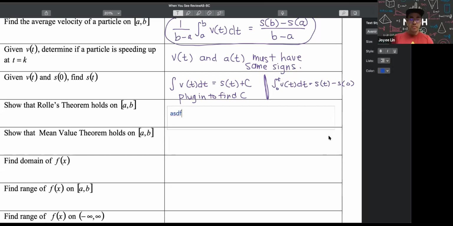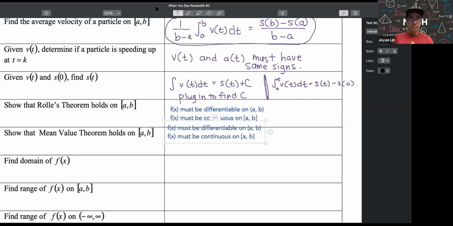But f of x must be differentiable on the open interval a comma b, right? Because we don't do the closed interval for differentiable. And then f of x must be continuous on the closed interval a comma b, right? So that's the setup for both of these. And then what's the difference between these two? Let me copy and paste. So I have this, copy and paste. So then for mean value theorem, we can say that f prime of c equals the AROC, right?